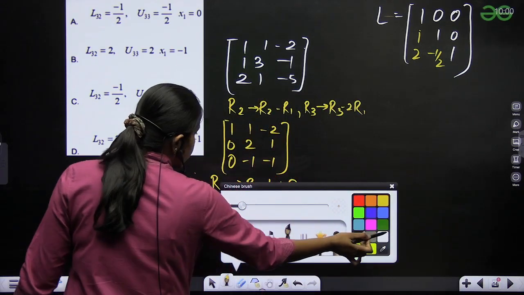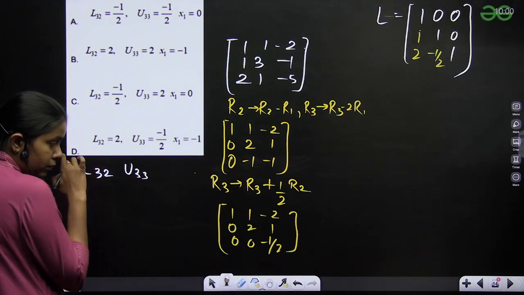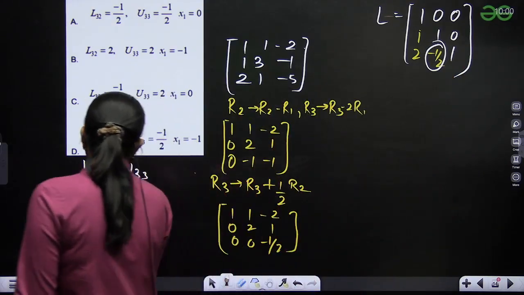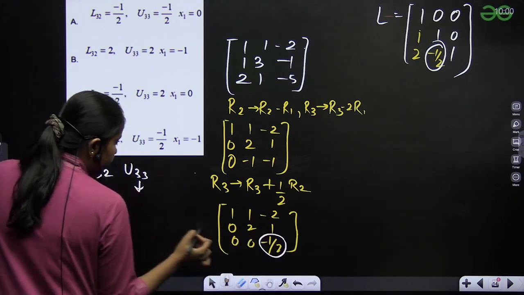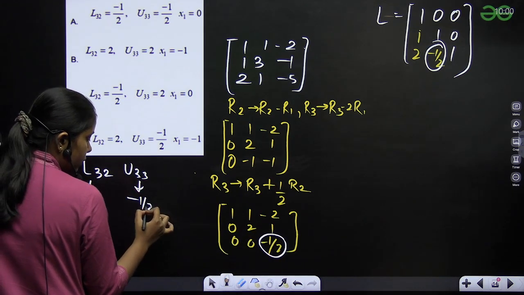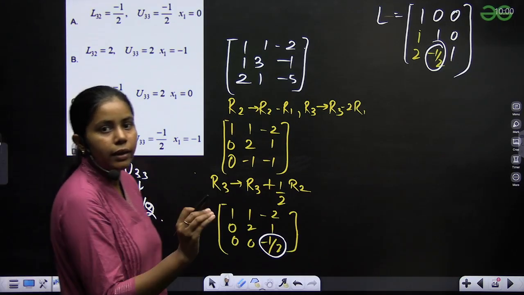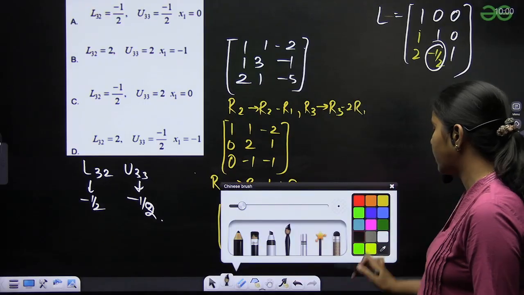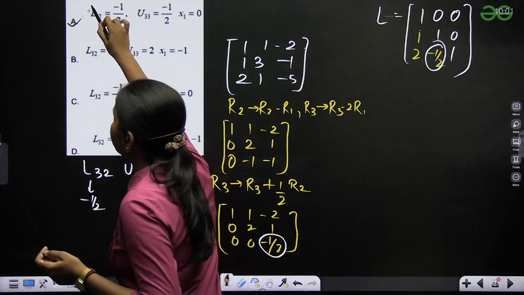Now what values have they asked? They have asked for L32 and U33. L32 is third row, second column: minus 1/2. U33 is third row, third column in the upper triangular matrix: minus 1/2. So you can see which option is true. Do I need to find the value of x1? No, I do not need to find the value of x1. So I can say directly that option A is correct.